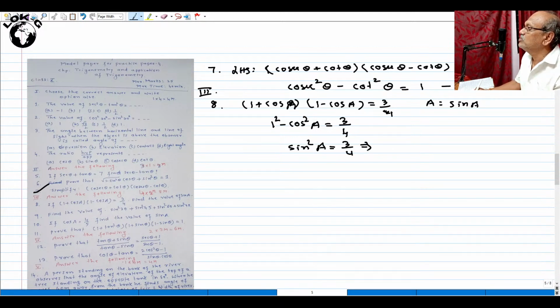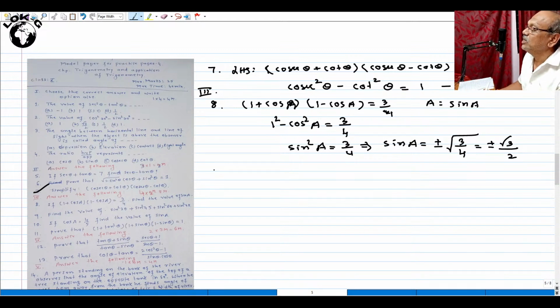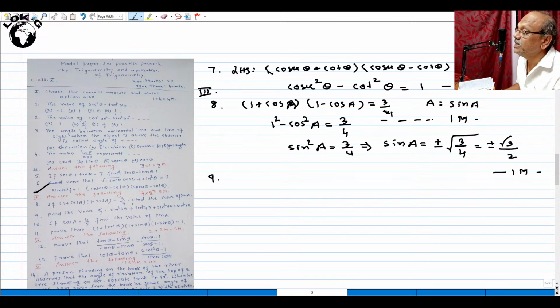Right? Particularly for those who feel that trigonometry is difficult, I said the first paper is very, very simple, just to increase your confidence. Sin a will be the square root of it, square root of 3 by 4. The square root of 3 is root 3, the square root of 4 is 2, so plus or minus root 3 by 2 is our answer. If you use the correct identity in the first step, you will get 1 mark. The remaining 1 mark will be for writing the sin a value correctly. 2 marks question. Let us move on to the 10th question.